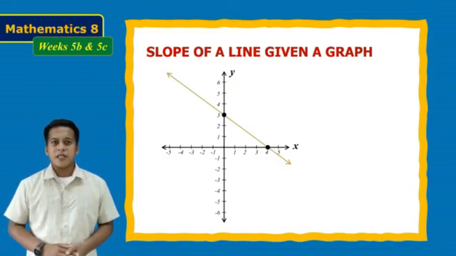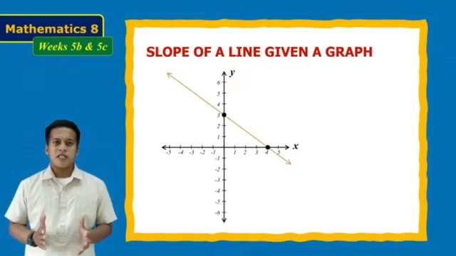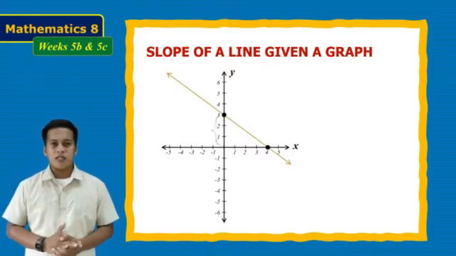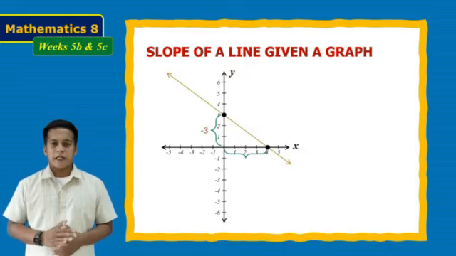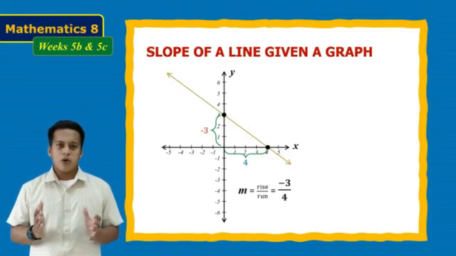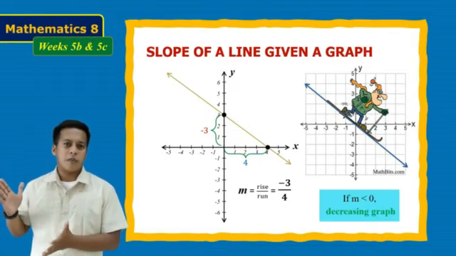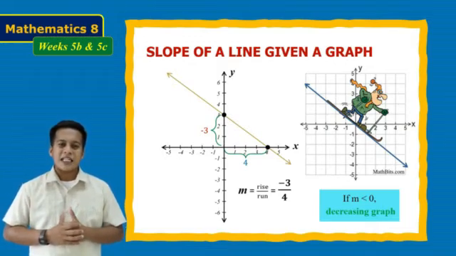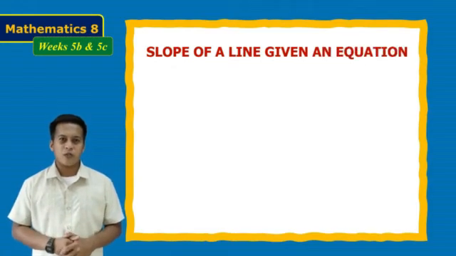As we can see, the graph decreases from left to right. From (0, 3), we count 3 units downward, so the rise is negative 3. Then 4 units to the right. The run is 4. Therefore, the slope is negative 3 over 4. It's obvious that the slope is negative because the graph is falling from left to right, or it is a decreasing graph.